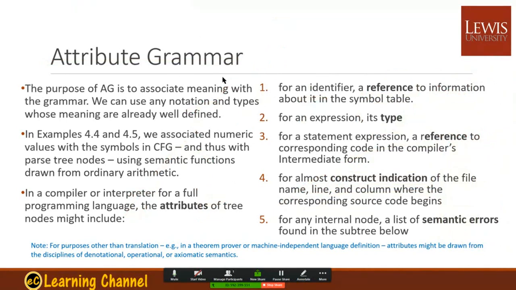So that's the attribute grammar. They are values, they are references to the table, they are construct indications, they are error reporting information. That's all included in the attribute grammars.